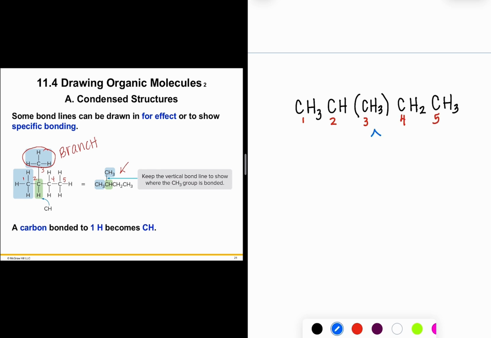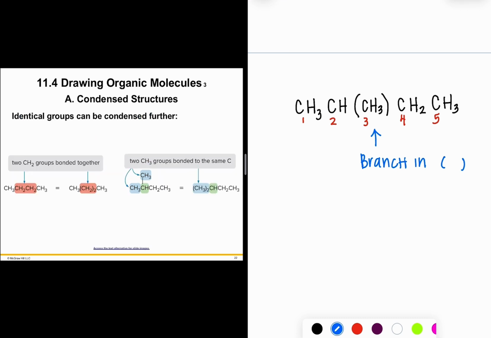Again, oftentimes you'll see a branch in parentheses. Here's another example. On the left side is the abbreviation that I did before. Notice for this molecule, there are actually 2 CH3s attached to this carbon atom, right? So that carbon atom is attached to 2 CH3s.